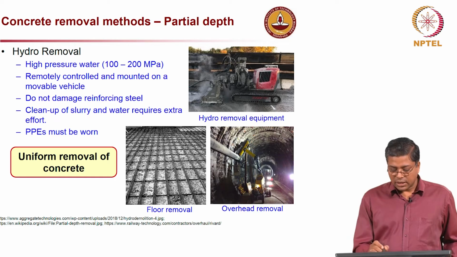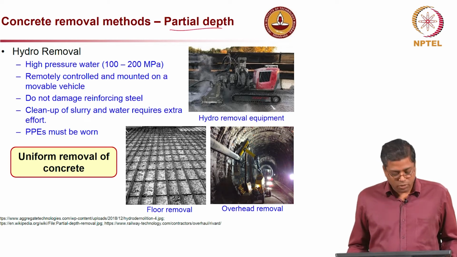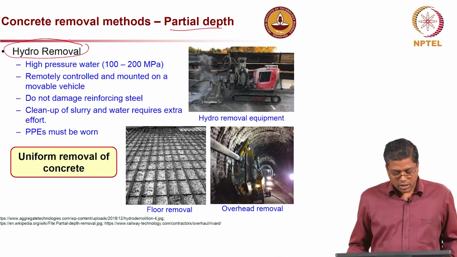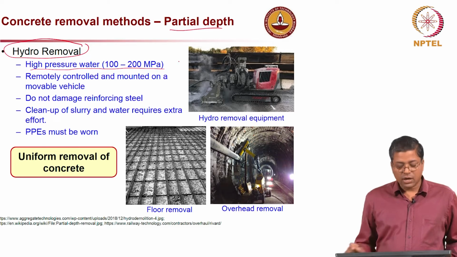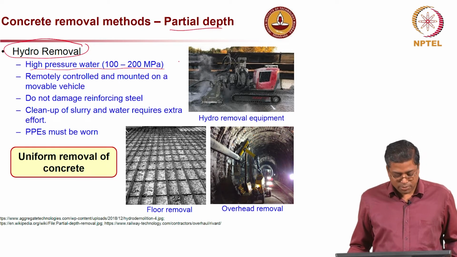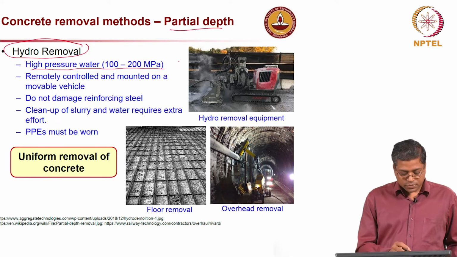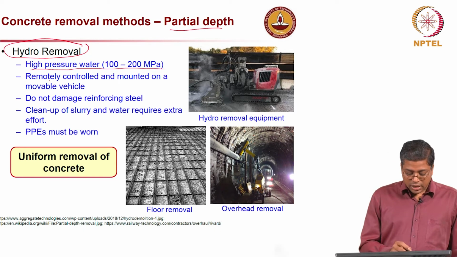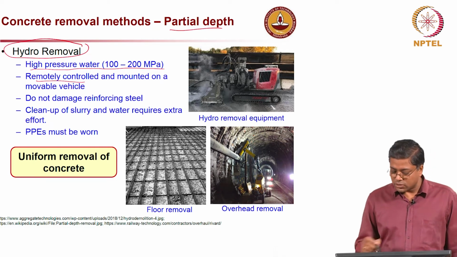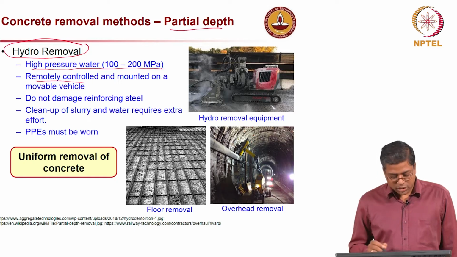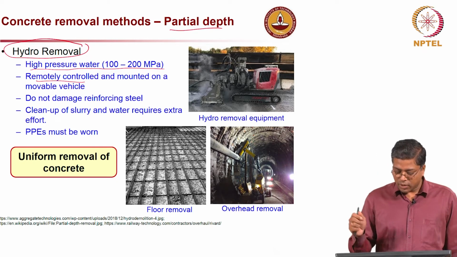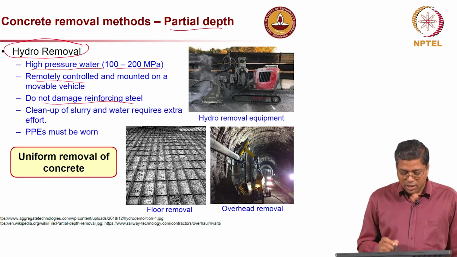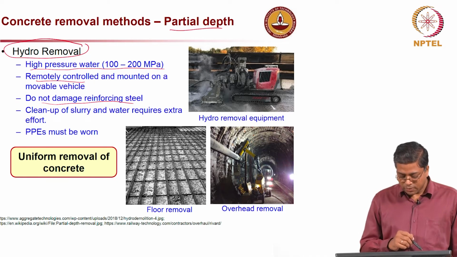Another method, again for partial depth removal of concrete, is hydro removal, the use of water jets to remove concrete. Sometimes high pressure water, about 100 to 200 MPa, is used, and it is remotely controlled, as you see in the photograph on the top right. It is unmanned equipment where a water jet is applied, and it does not damage steel. That is a good thing about it.